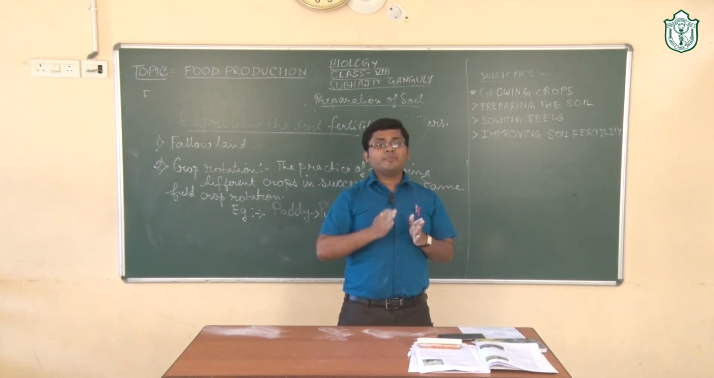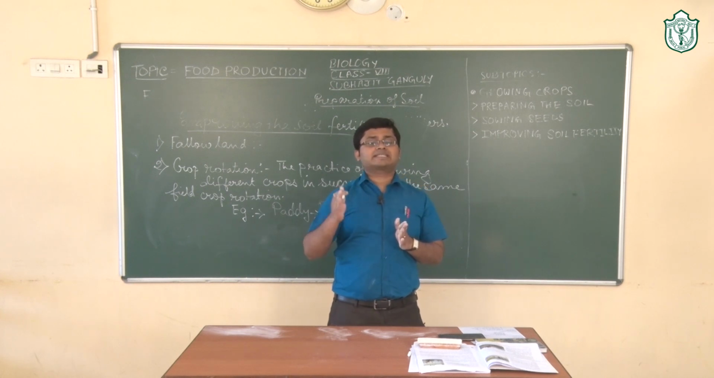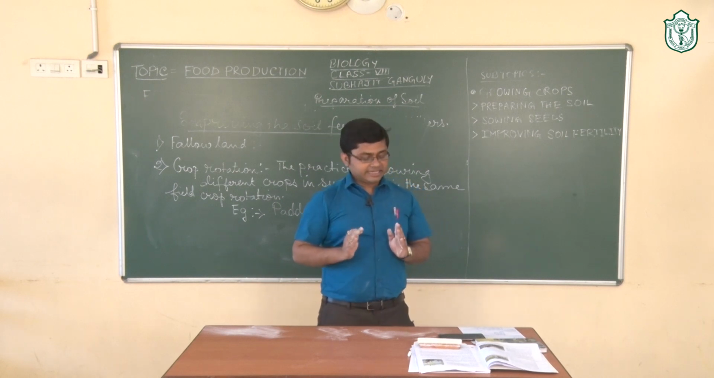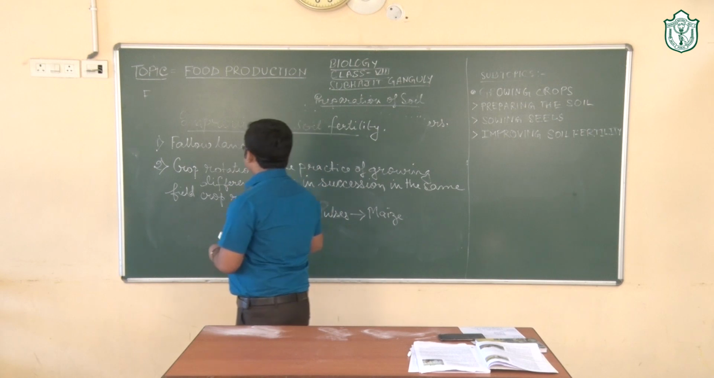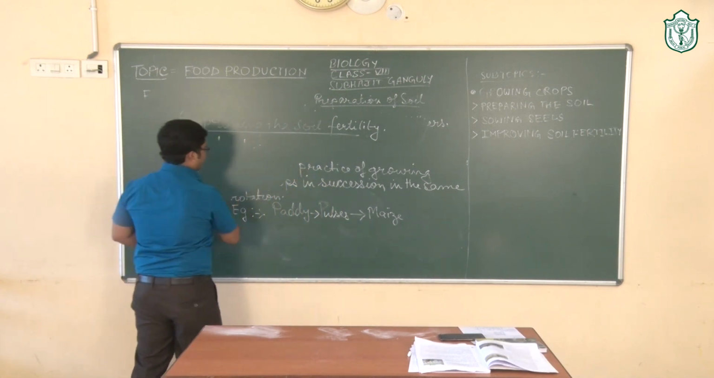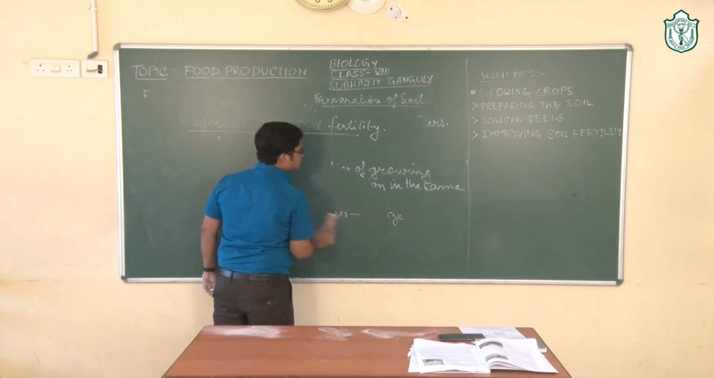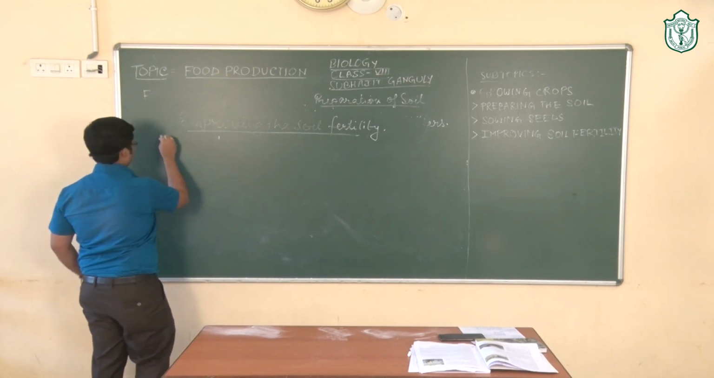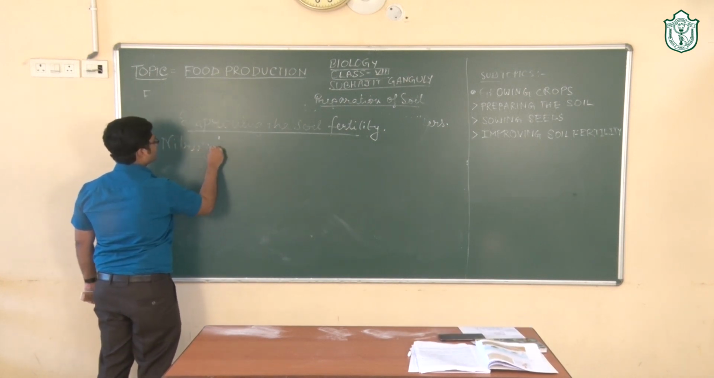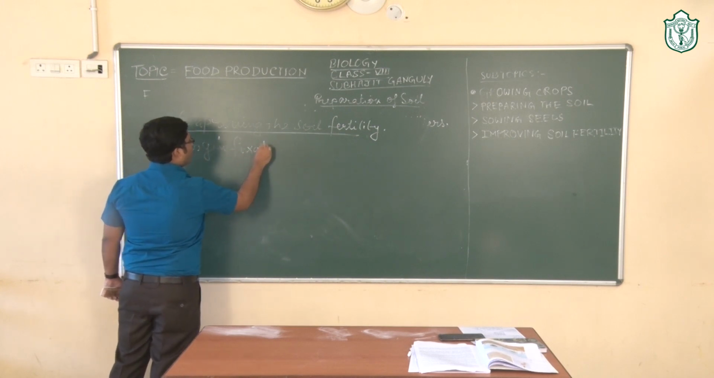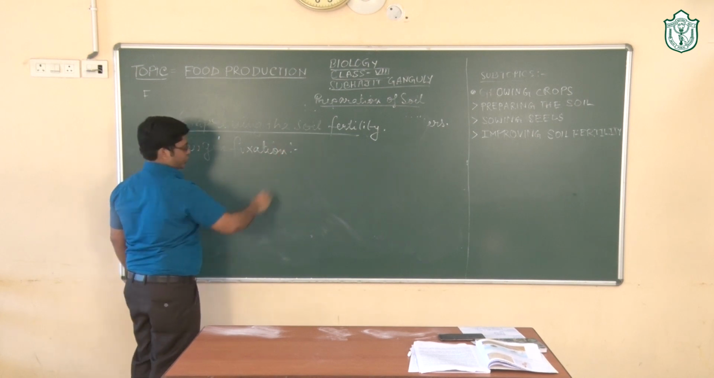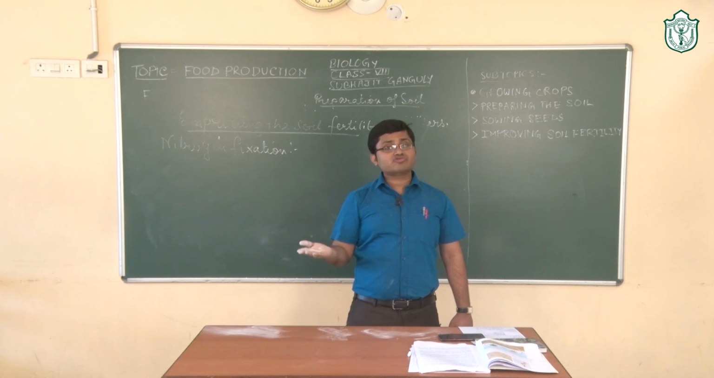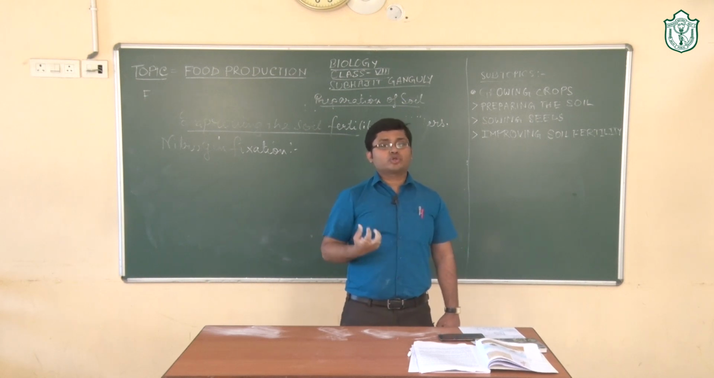In this way, the crops can be rotated, the crops can be grown successively one after another, and this enhances the soil fertility. The third technique is nitrogen fixation. So we have already discussed about fallow land, we have discussed about the crop rotation. Now we are going to discuss about nitrogen fixation. What do we understand by nitrogen fixation? The conversion of the atmospheric nitrogen into the soluble form of nitrates or nitrites, that is known as nitrogen fixation.